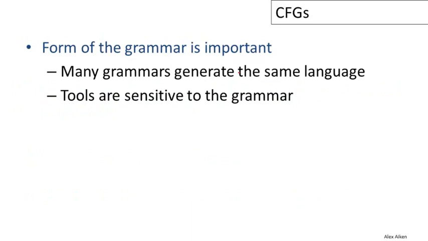One last comment before we wrap up this video. The form of a context-free grammar can be important. Tools are often sensitive to the particular way you write the grammar. And while there are many ways to write a grammar for the same language, only some of them may be accepted by the tools. And as we'll see, there are cases where it's necessary to modify the grammar in order to get the tools to accept it.